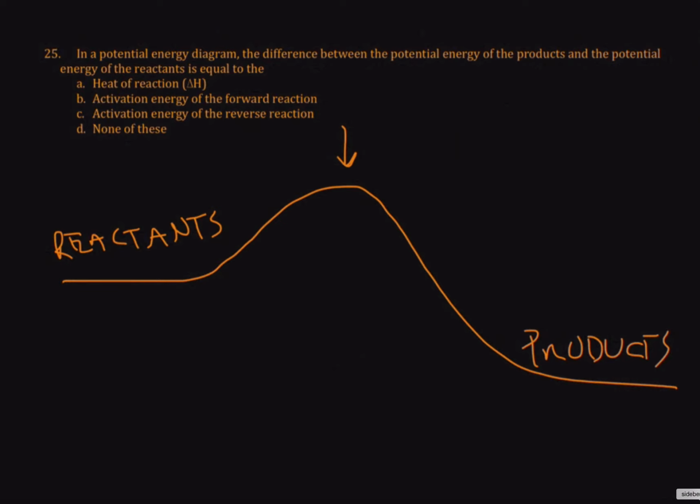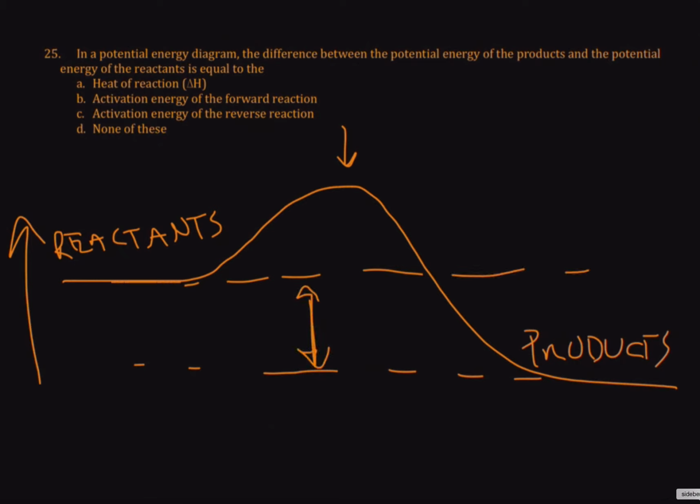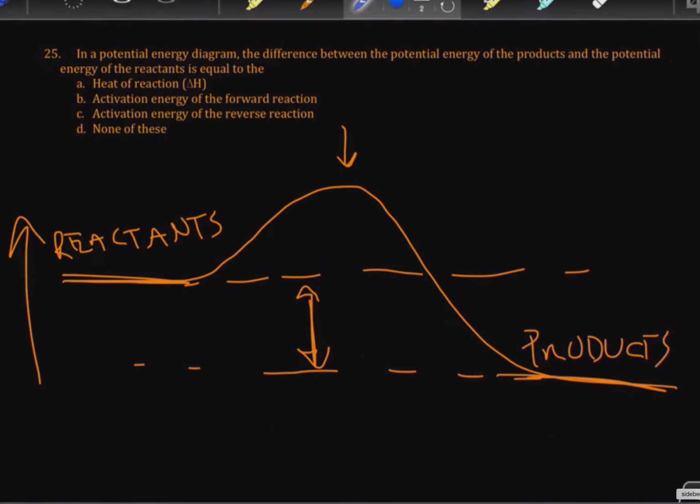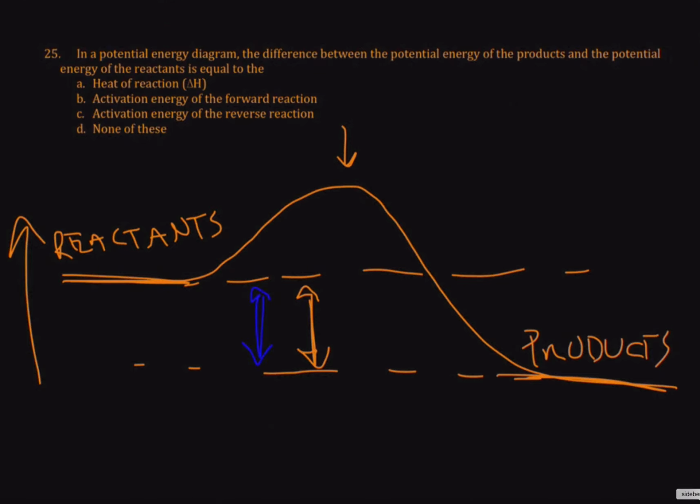In this case, the energy is going up as you move up on this graph, and going down as you move down in the graph. So in this case, the difference between the reactants and the products is this gap here. Not the activation energy, but the gap between the reactants and the products. Okay, so if you have a difference between reactants and products, that means you have a difference in energy. That energy has to go somewhere. In this case, since the products are lower, the energy is going to get released as heat. If the products were up higher, it would be absorbed as heat.